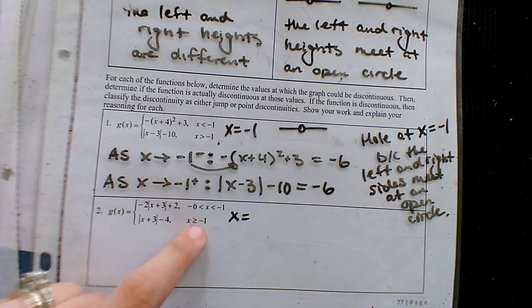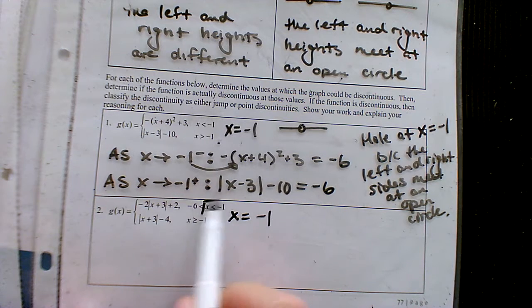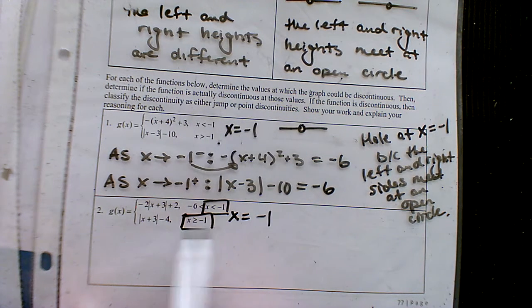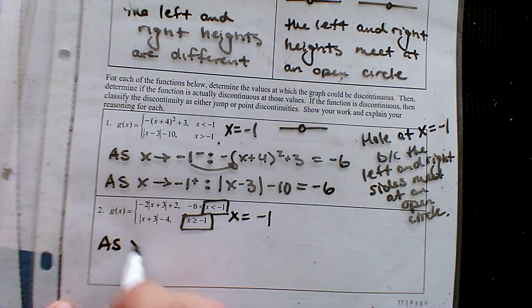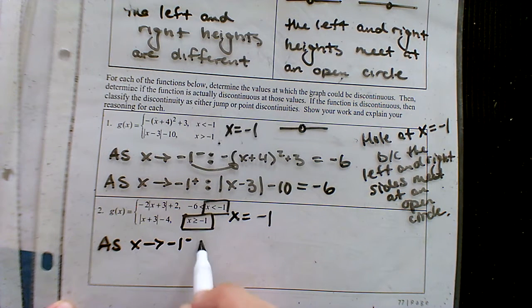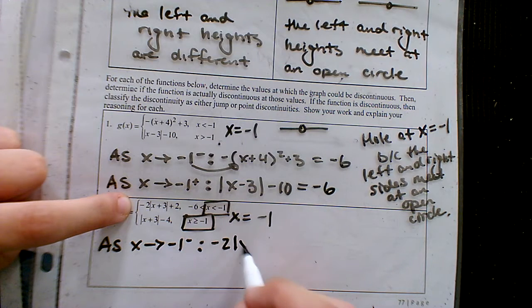Where's our special spot? Can we find it? Where's one equation ending and the next one beginning? Yeah? -1, good. Take a look at the domains. That's where the first one ends and the next one begins. Okay, so it happens to be the same as the last one. Let's check out the sides. Let's see, -1 from the left. That'll be our first equation.